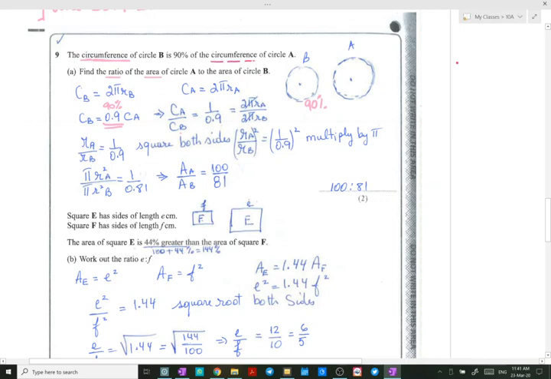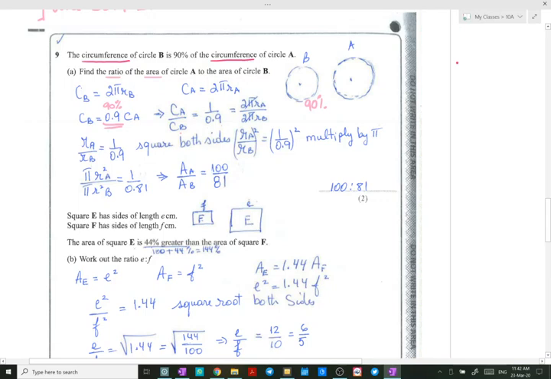Now it's nice if we sketch the circles a little bit so that we can have an idea of what we're working with. To start solving this problem, we find the formula for the circumference of circle B and of circle A. So CB is equal to 2 pi radius of B and CA is equal to 2 pi radius of A.